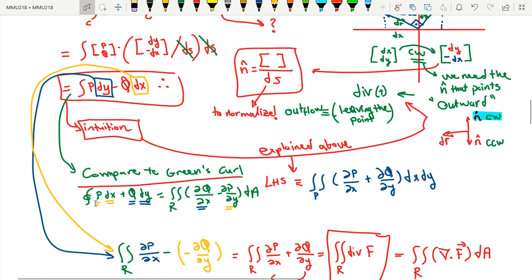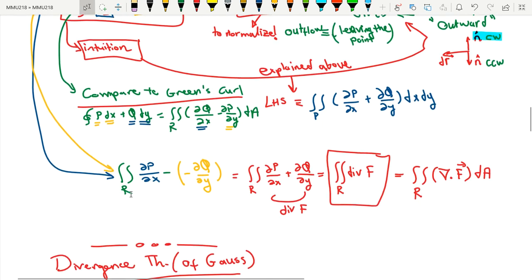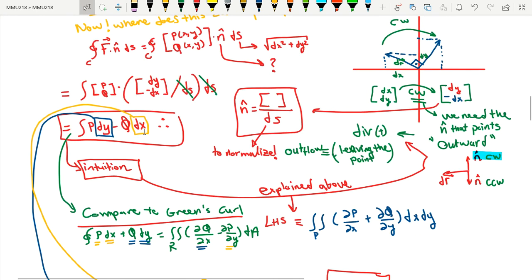If you look at Green's curl form, besides dy I have Q. What happens to Q? I take the derivative of Q with respect to x. So what's besides dy here? It's P. I take the derivative of P by dx then. The other one, I have dx over here. What is happening to the function besides dx in the curl form? It's P.